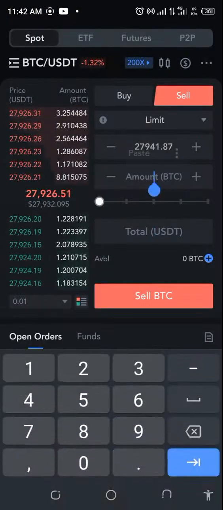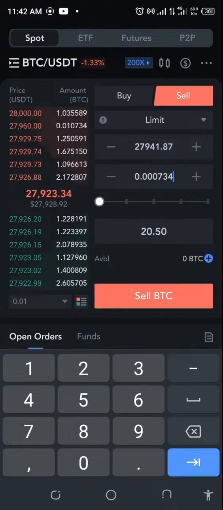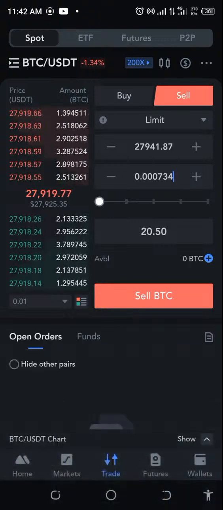Let's see. 20.50. It's really gone down. We only have 15 cents extra. Would I want to do this? Nah, let's try this out with ETH. Let's try and see whether this can still give us something else.